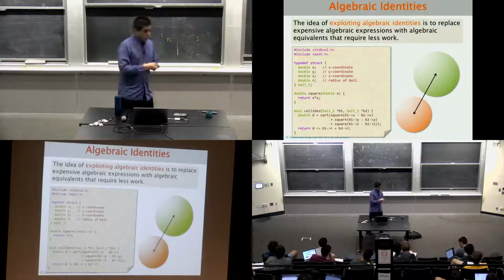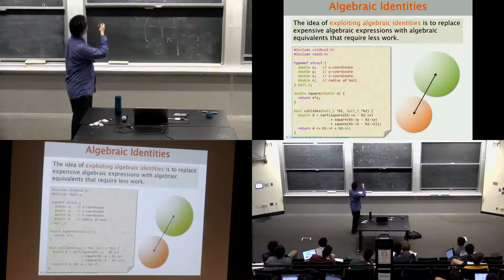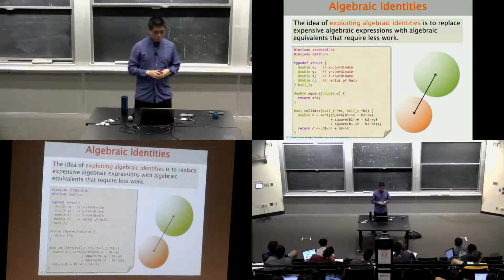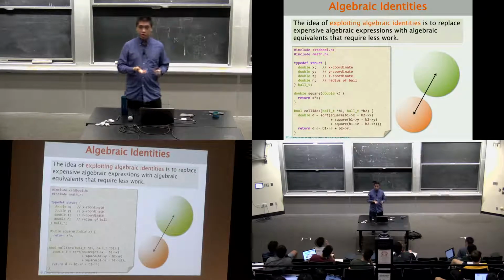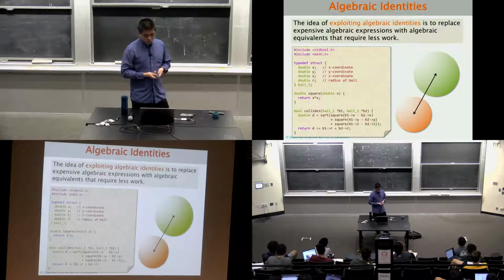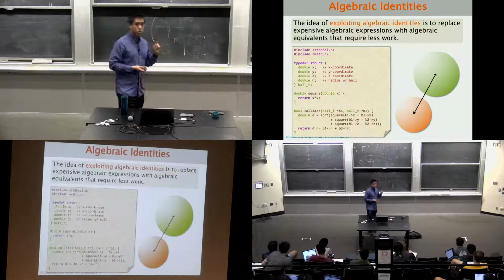But it turns out that the square root operator, as I mentioned before, is relatively expensive compared to doing multiplications and additions and subtractions on modern machines. So how can we do this without using the square root operator?